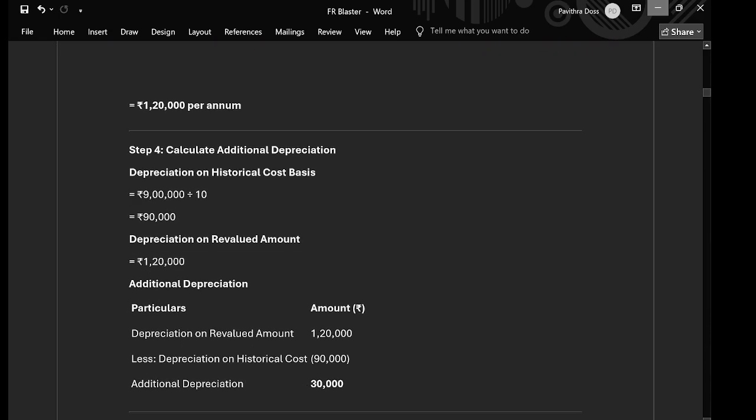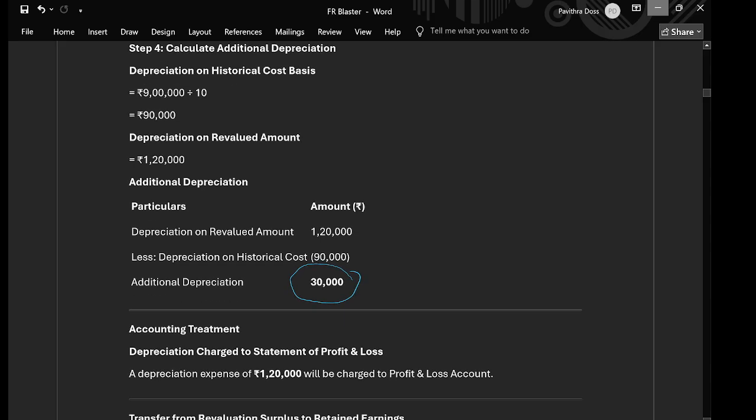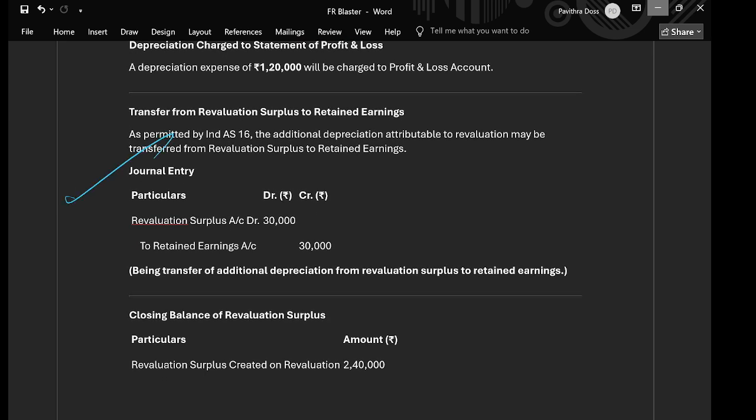So this 30,000, what we will be doing is reducing it from our revaluation surplus and transferring it to our retained earnings. So that is a point that we are testing in here. Additional depreciation attributable to revaluation. Okay, only this, because we are increasing the value due to revaluation.